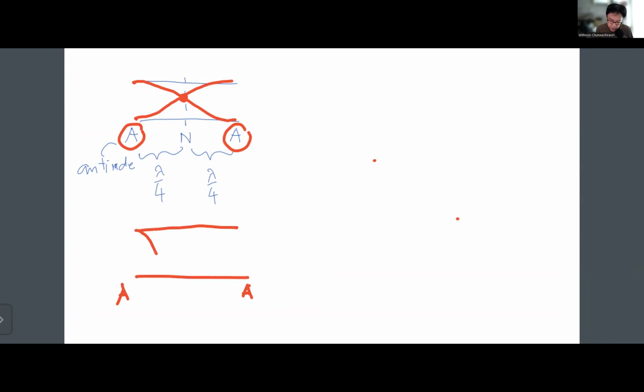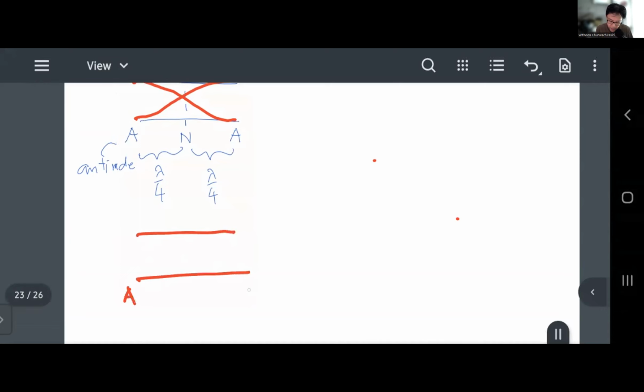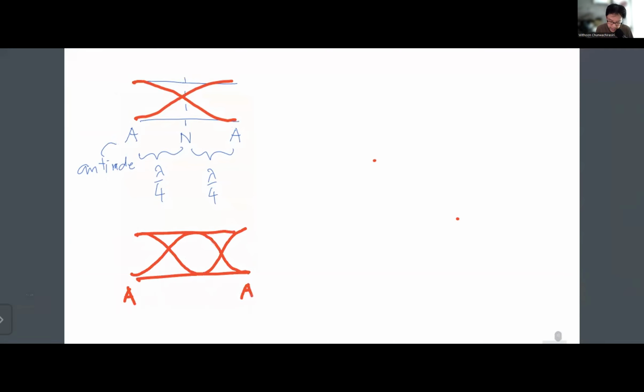So I just do one more twist, as long as I keep both ends to be antinode. So that means I just do this. Back to antinode. Back to antinode. You guys with me here? So with this, I have two nodes showing up here, and another node showing up here. So that means in between this one, there's going to be another antinode.